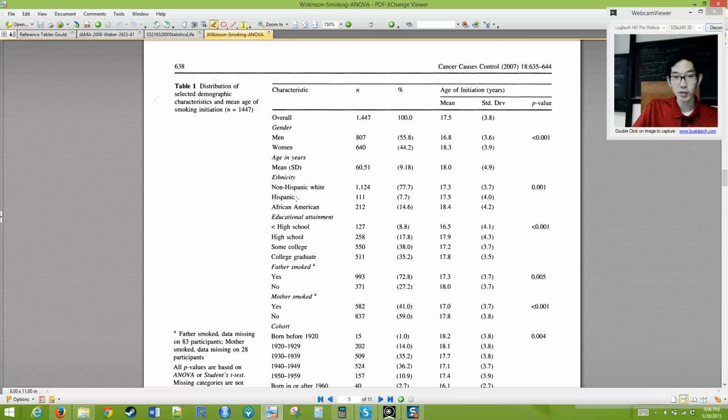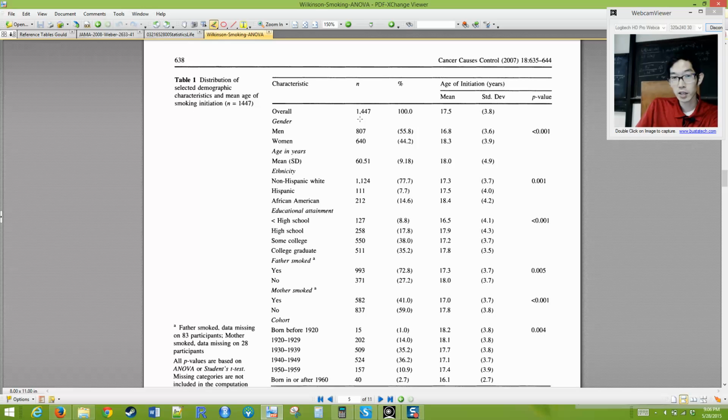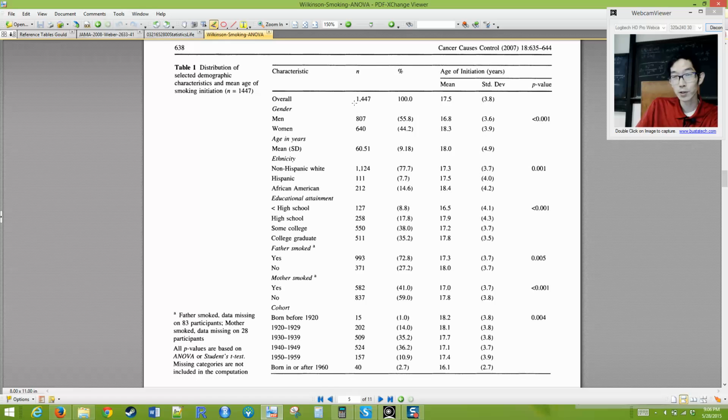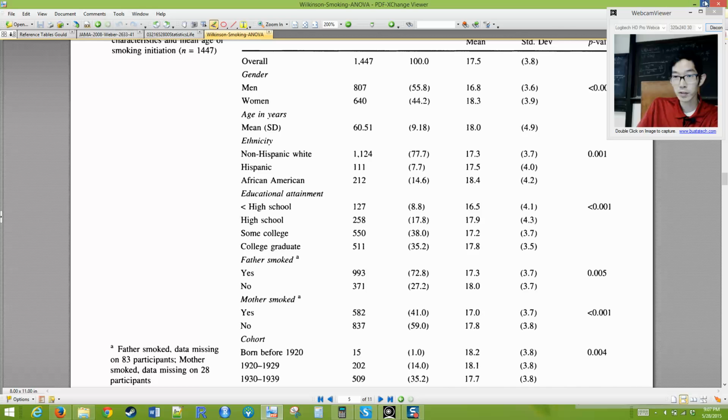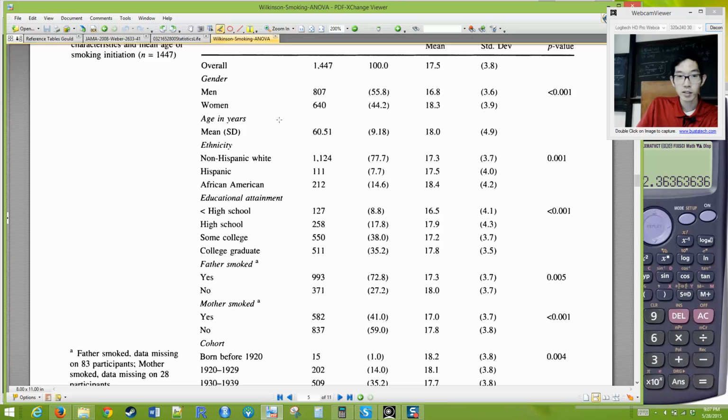They surveyed almost 1,500 people, 1,447 people, men and women. There were 807 men, 640 women, and the average age for everybody when they started smoking was 17.5 years. For men, it was 16.8, and for women, it was 18.3. Is there a significant difference between these two? They did a t-test or ANOVA, and they got a p-value less than 0.001. So yes, gender seems to play a role in when someone starts smoking, or if it doesn't play a role, at least it's connected to that.